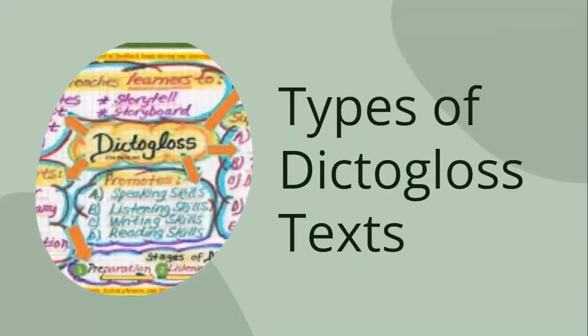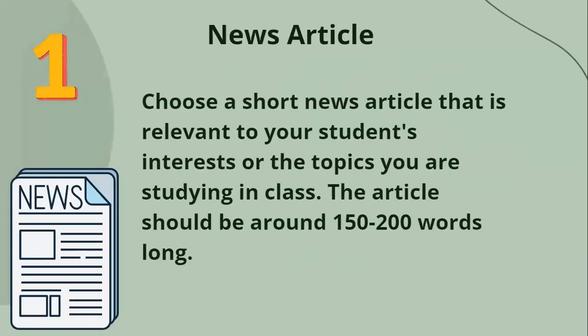Next. Now, there are various types of dictogloss texts. And what are those types? Let's see. First is a news article. If you wish to make your students familiar with news articles or certain words, you can choose an article that is interesting for your students, that will also draw their attention towards the activity. But make sure that the article which you choose should be around 150 to 200 words.